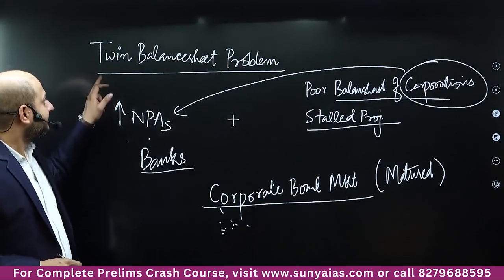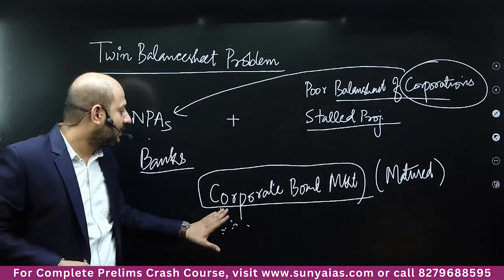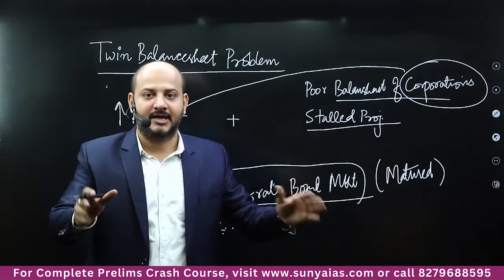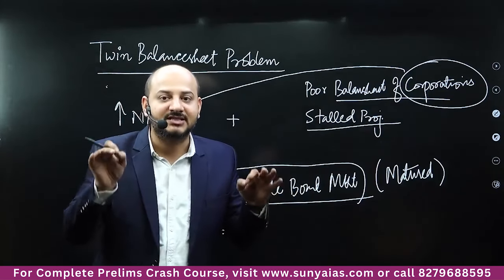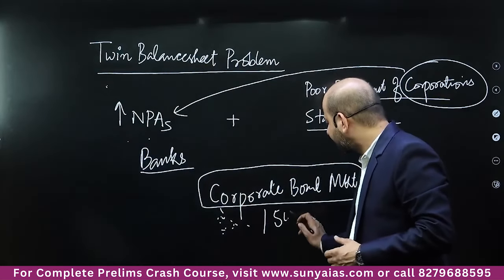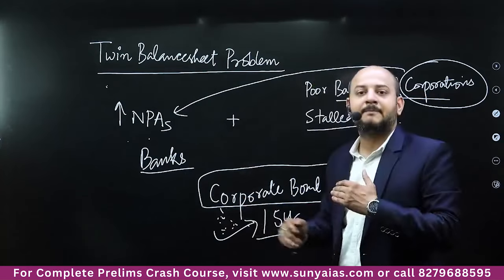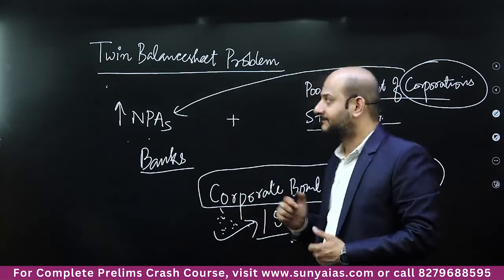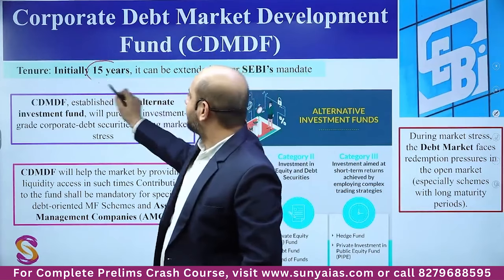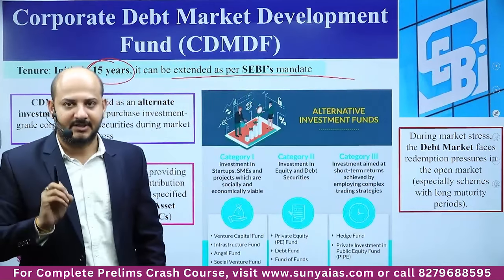Hence, students, to resolve this problem, right now SEBI has come up with providing certain support to the corporate bond market, slowly starting to develop the corporate bond market. Understand, this was a structural problem in the economy. It can't be resolved very soon. Therefore, long term support, like 15 years, it will be extended to 25 years maybe in the coming time. Therefore, it is a long term support for development of corporate bond market. Dekho, the corporate debt bond market tenure is 15 years. It can be extended as per the SEBI's mandate. This is not by the RBI, but it is by the SEBI. That you need to remember.